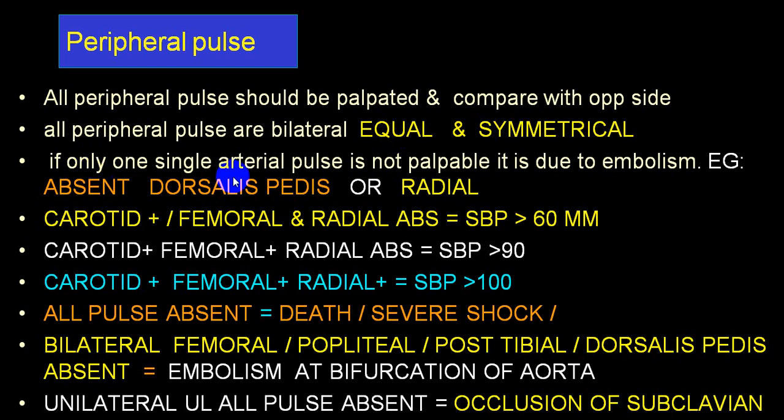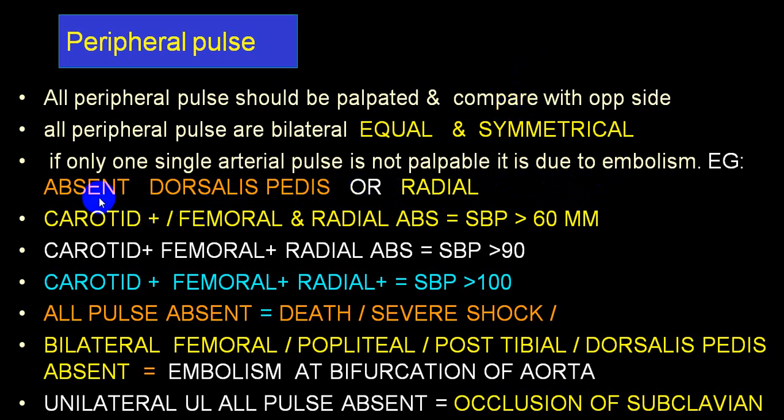If only one single arterial pulse is not palpable, it is mainly due to occlusion by embolism. And a classical example is a case of thromboembolism. So absent dorsalis pedis or absent radial is a classical example of thromboembolism. And one of the causes is infective endocarditis, which can produce thromboembolism. And that embolus will be an infected embolus.